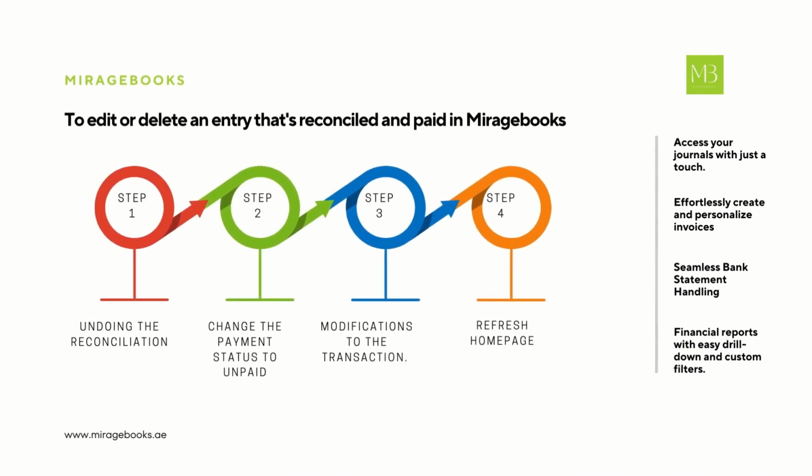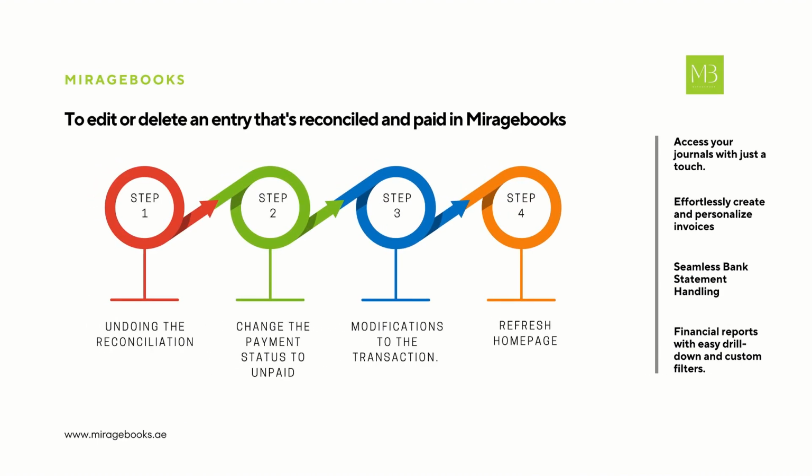In summary, to edit or delete an entry that's reconciled and paid in Miragebooks, you need to start by undoing the reconciliation. Then, change the payment status to unpaid. After completing these steps, you can proceed with your modifications to the transaction.